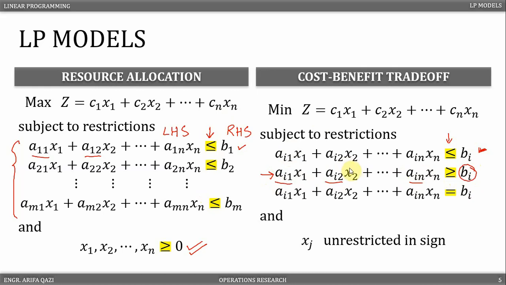So intuitively, this constraint can only be satisfied if the combined benefits from all the activities meet the minimum amount of required benefit, at least, or exceed it at best. In other words, the combined benefits should be at least equal to the required benefit or greater than it. Then we have equality constraints, which specify that the left-hand side must be equal to the right-hand side. And finally, such models may also eliminate the need for non-negativity constraints, making the level of activities unrestricted in sign. That is, the level of activity can now be negative as well.